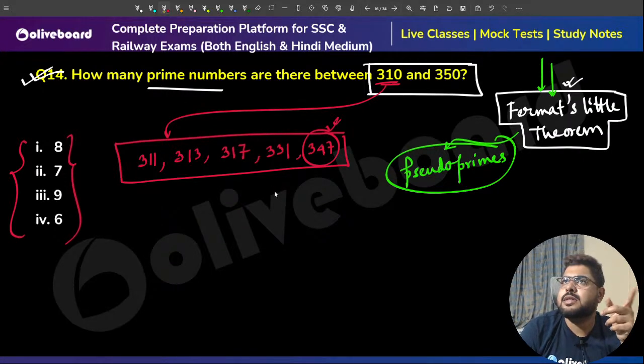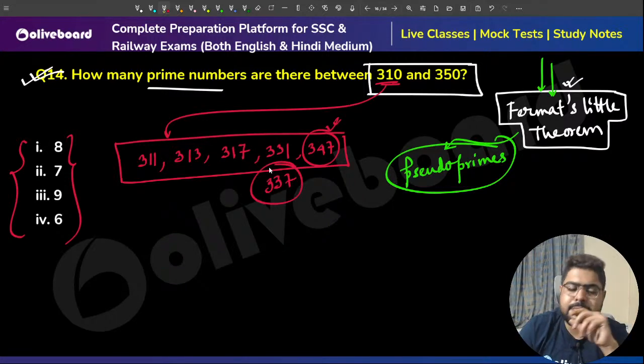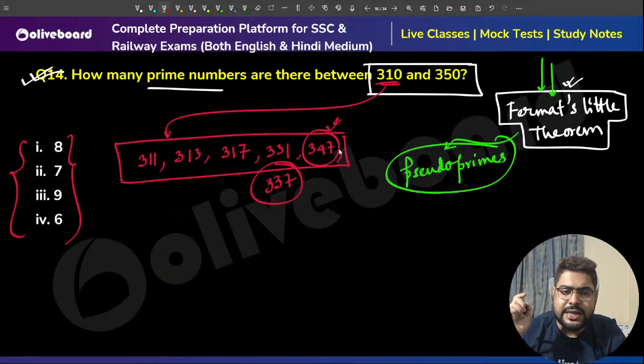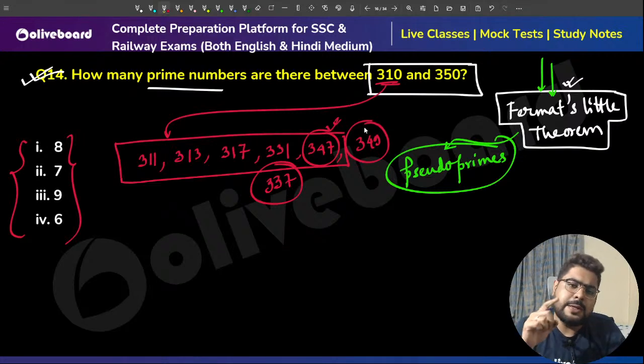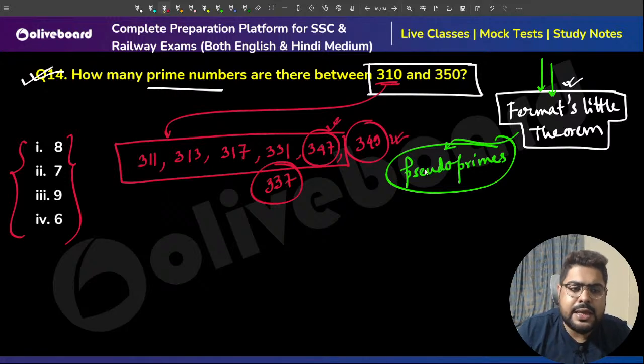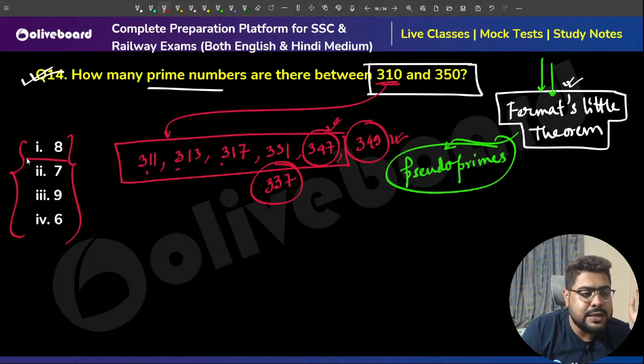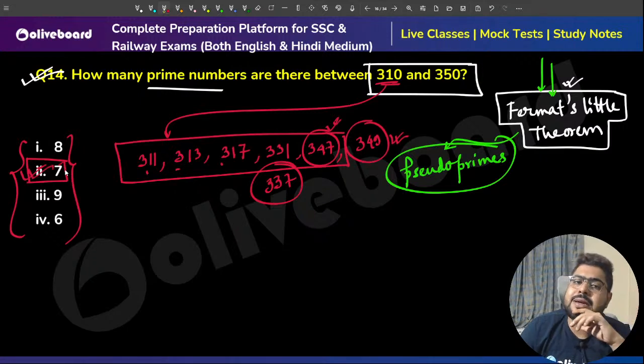333 not possible. 335 not possible. Acha, yes, 337 is a prime number. Wait, after 337 and 347 we didn't check. 349, the only possible. Is it a prime number? 1, 3, not possible. 7, 9, 11, 13. Yes, this is also. So 1, 2, 3, 4, 5, 6, 7 prime numbers in total.